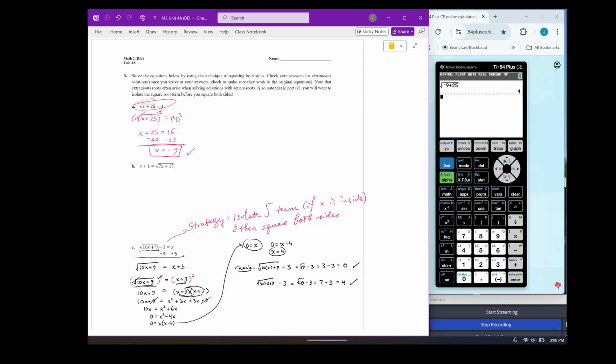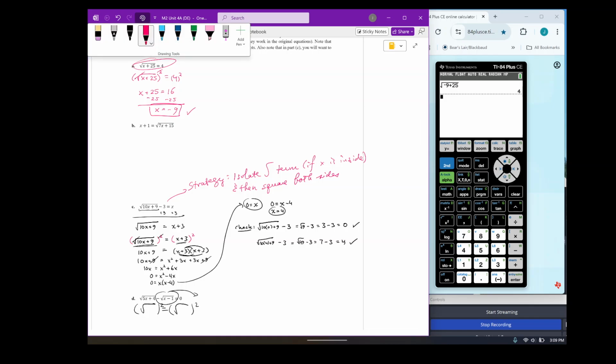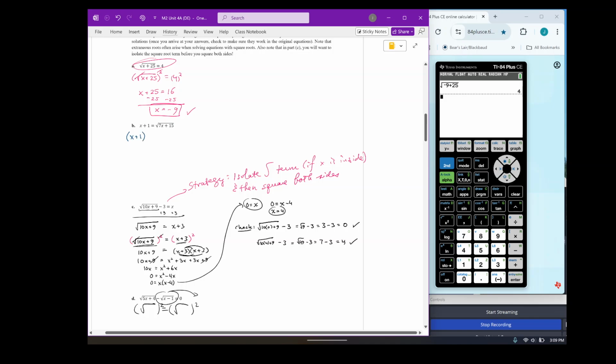Part B, the root is already isolated again. So we're already ready to square both sides. I'll use a different color here. So we'll write x plus 1 and square it equals the other side squared. And again, square roots and squares are inverse operations, so they undo each other. So this side turns into just 7x plus 15.